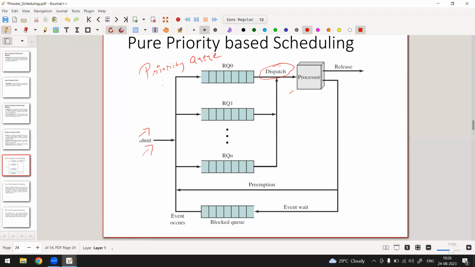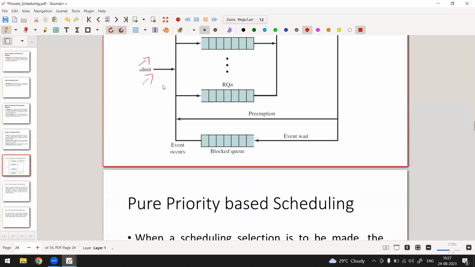If the process is waiting for some IO, it will be blocked. And when a particular event occurs, it will again be entered in the ready queue. So this is your pure priority based scheduling. I hope that you are understanding the meaning of priority based scheduling.